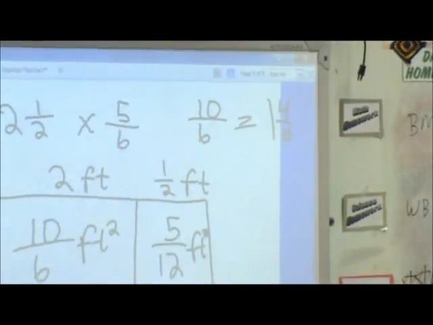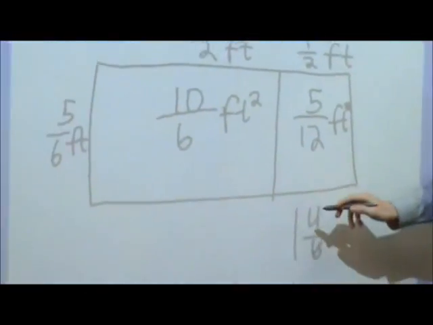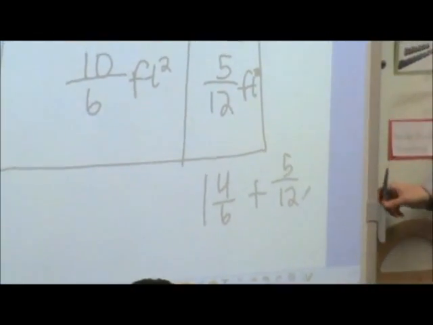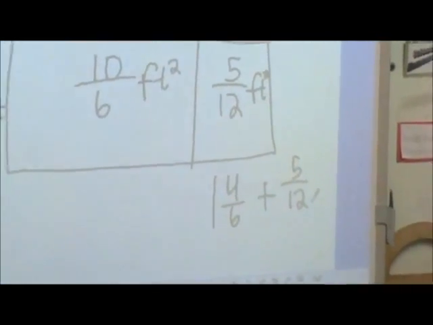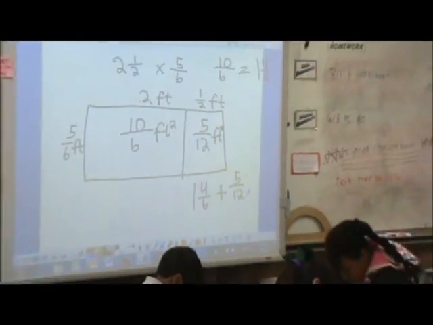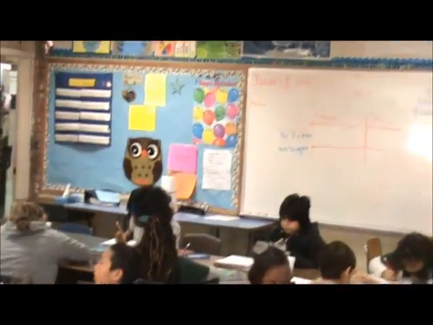And now we have an addition problem. 1 and 4/6 plus 5/12. I want you guys to do that on your papers. You have 1 minute to solve that problem. Remember to find a common denominator. 1 and 4/6 plus 5/12.